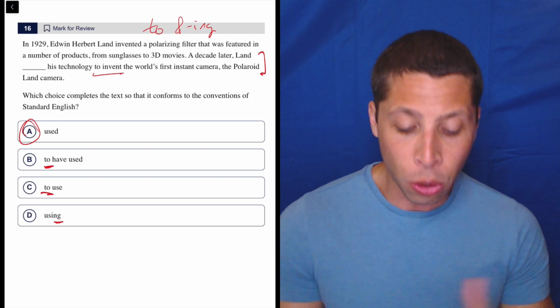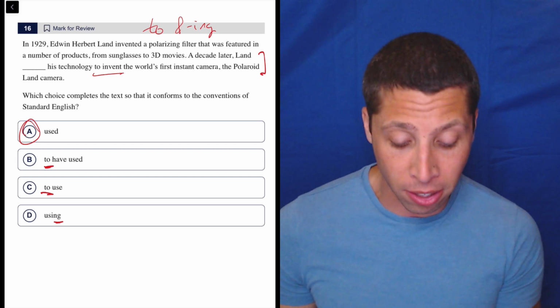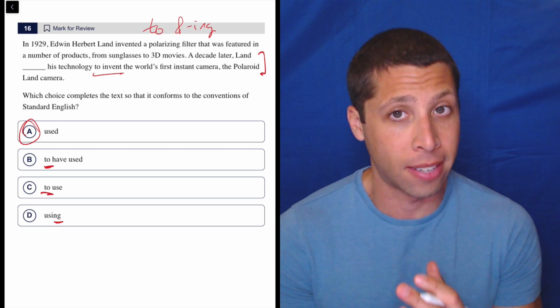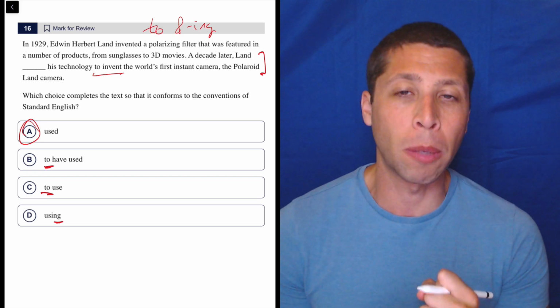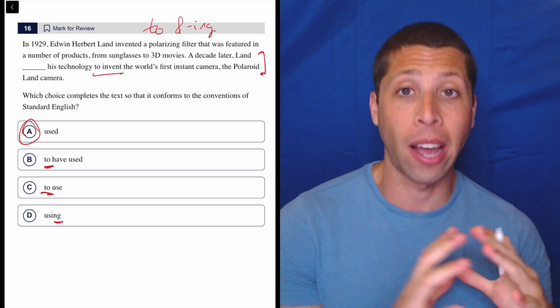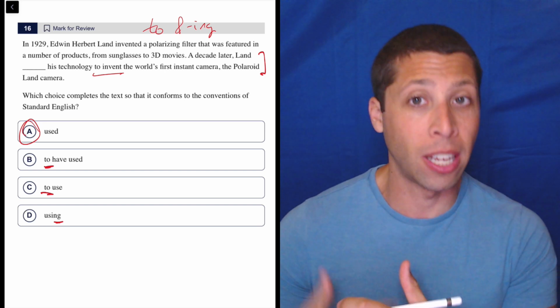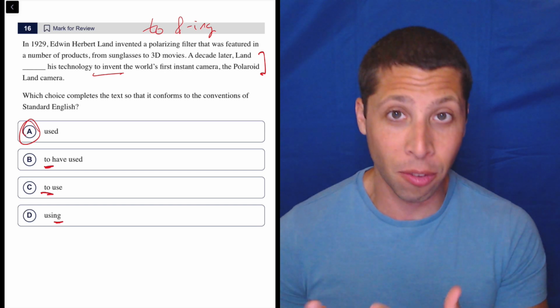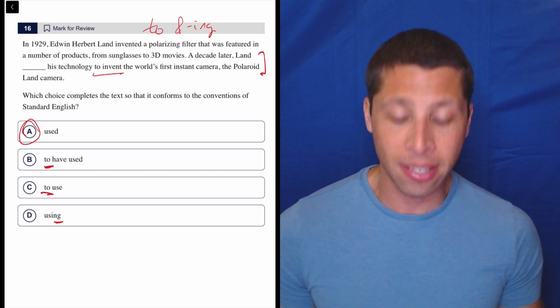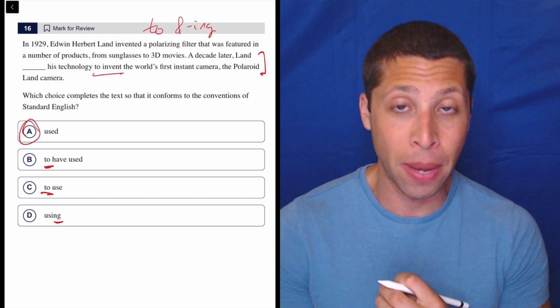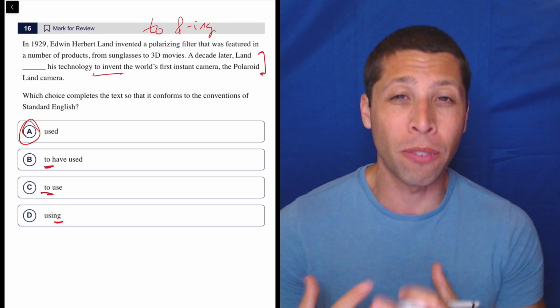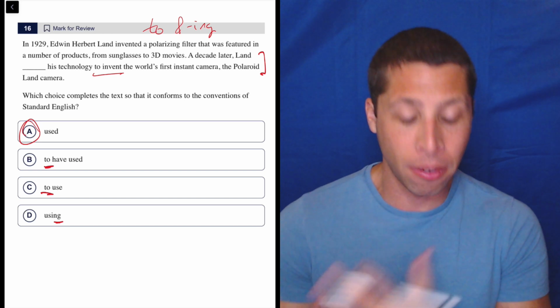So used to invent. It can be the case that there's some extra stuff in between, in this case, his technology, but basically when those two verbs are working together, the second one is kind of in the more standard to form, and it's that first one that gets changed. Things like singular and plural might matter, the tense of the verb might matter, but in this case, it's not really that it's past tense that I'm picking it. It has to do with the fact that it's the only verb that's actually in that main verb form.